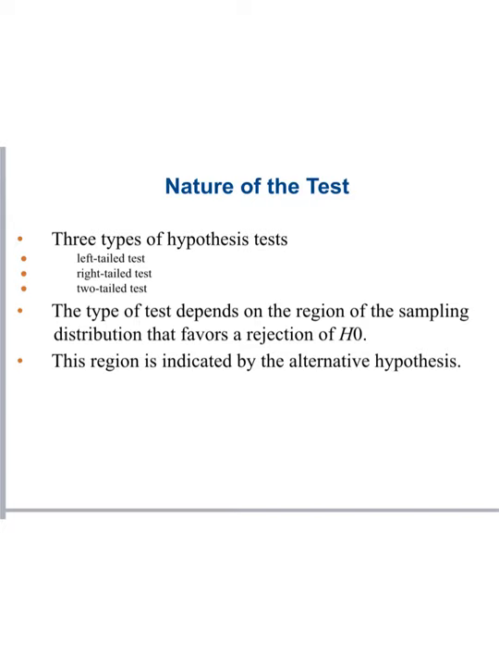Okay, nature of test. You have three possibilities for type of test. You have left tail test, right tail test, two tail test. So left tail test would look something like this. Right tail test would look like this. You would have a right tail. And two tail test, you're gonna have two tails. The type of test depends on the region of the sampling distribution that favors a rejection of the null hypothesis. The region is indicated by the alternative hypothesis.